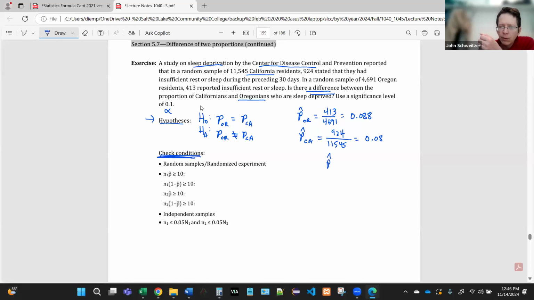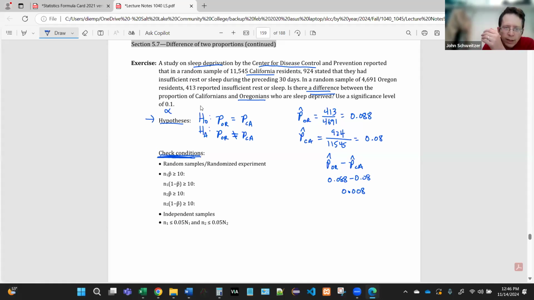So if we go p hat Oregon minus p hat California, that's 0.088 minus 0.08, we're at less than a 1% difference. Okay, so is that really statistically significant? Well, we don't know. This is a very large sample, and we've seen that with very large samples, even small differences can be detected. So we're just not sure yet. We really do need to have a distribution and a p-value, right?